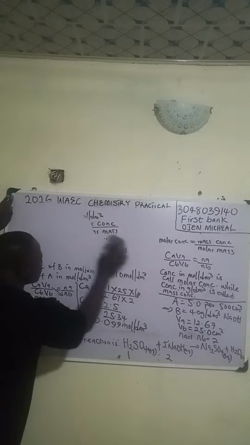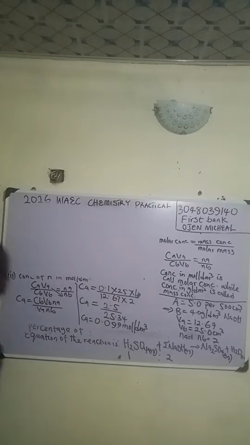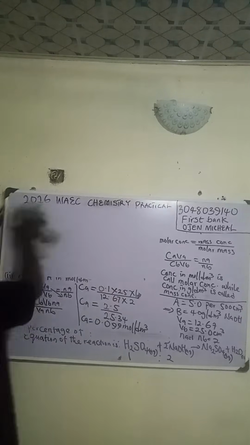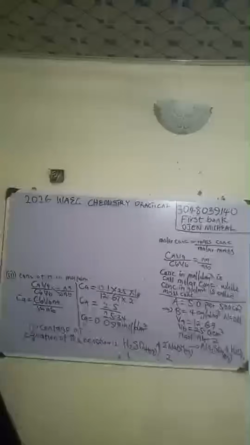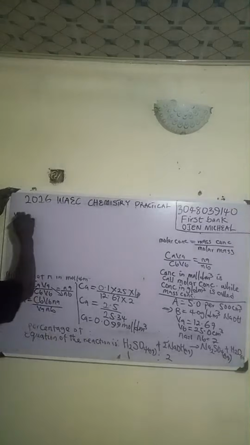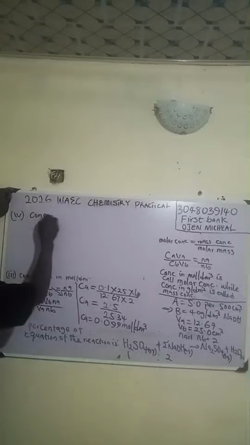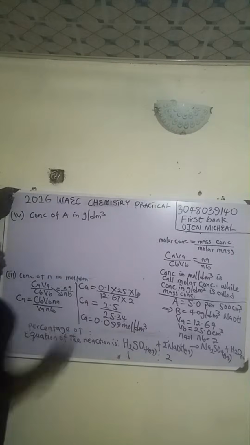So we now go to the third one. Yes, you can approximate. The third one says concentration of the pure acid in grams per dm cubed. So the fourth one now, we have concentration of A in grams per dm cubed.